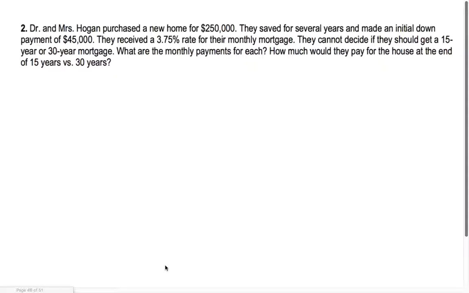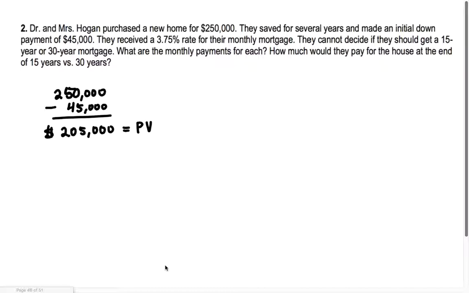All right, so Dr. and Mrs. Hogan purchased a new home for $250,000. They saved for several years, and they made an initial down payment of $45,000. So that $250,000 minus the $45,000. How much are they taking out a loan for? $205,000, right? That's going to be their loan amount. That's going to be the present value, $205,000.